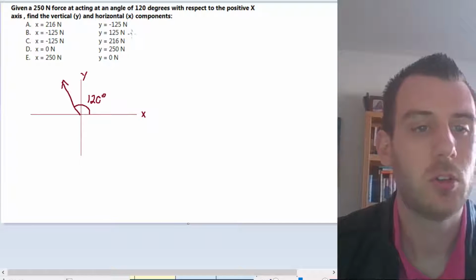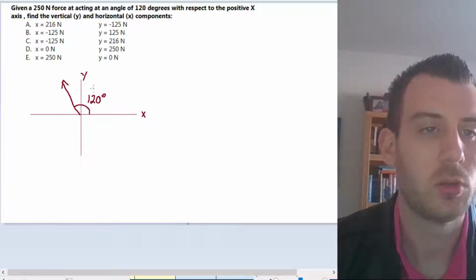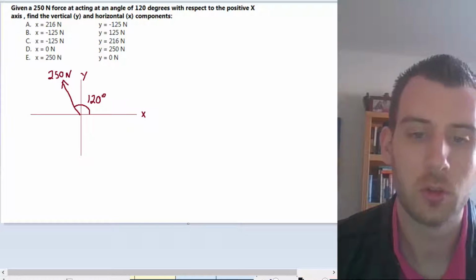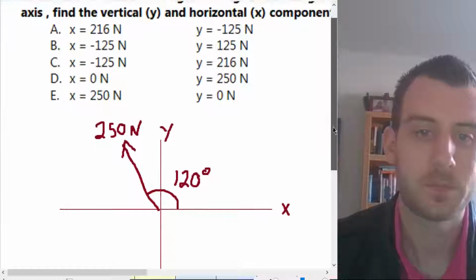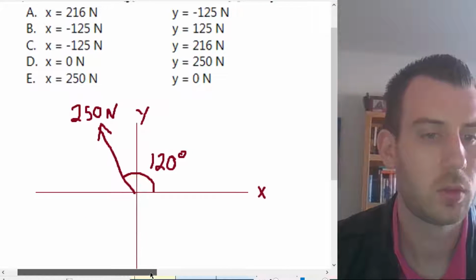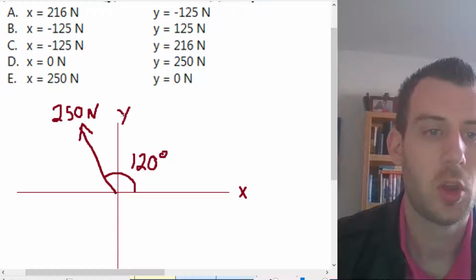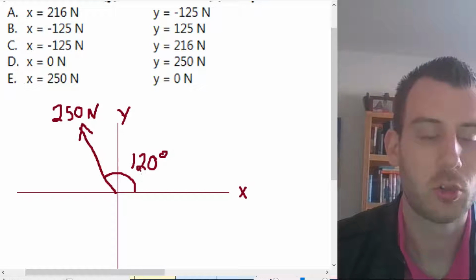Alright, what is it asking for? Find the vertical and the horizontal components. So the vertical and horizontal components, well, this vector has not only a direction but a magnitude. The magnitude is 250 newtons. Let me zoom in a little bit here. Oop, too much. That's good. So I've got 250 newtons as a vector going 120 degrees out.